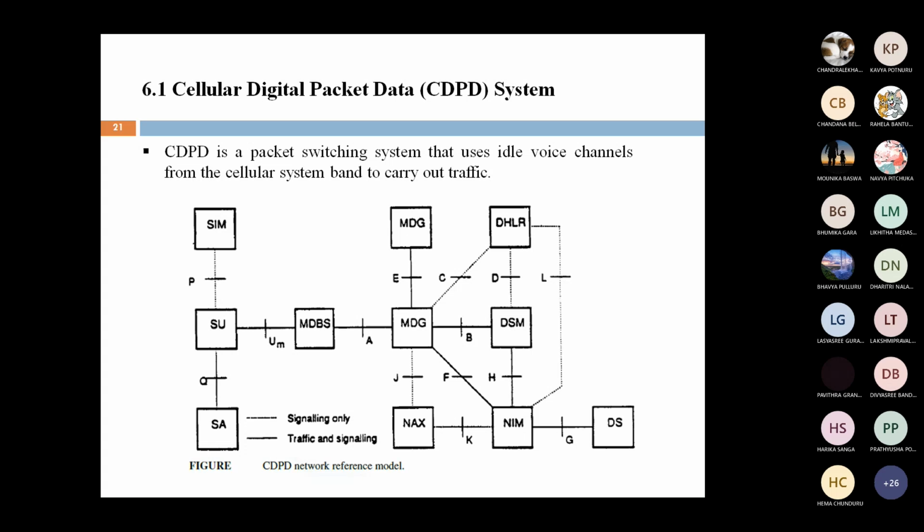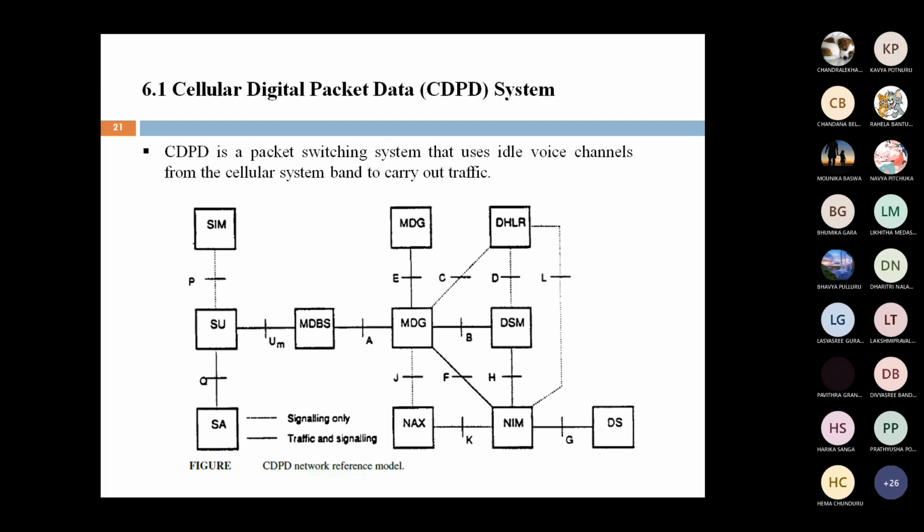See this one: SU, subscriber unit. Instead of mobile unit, we call it an SU, subscriber unit. SIM, subscriber identity module, and MDBS, mobile data base station. MDG, mobile data gateway. DSM, data service management. NIM, network identity module. MDG, DHLR. That is the same concept as GSM, but here it is represented for data.